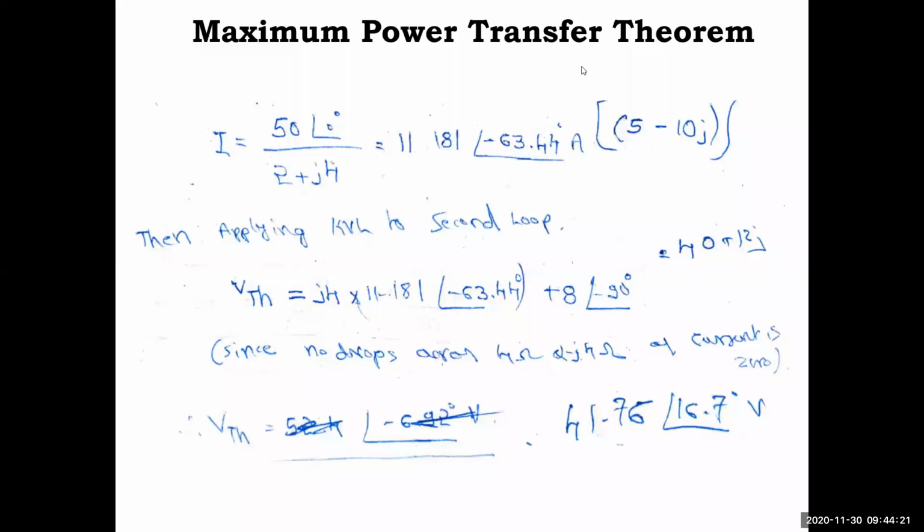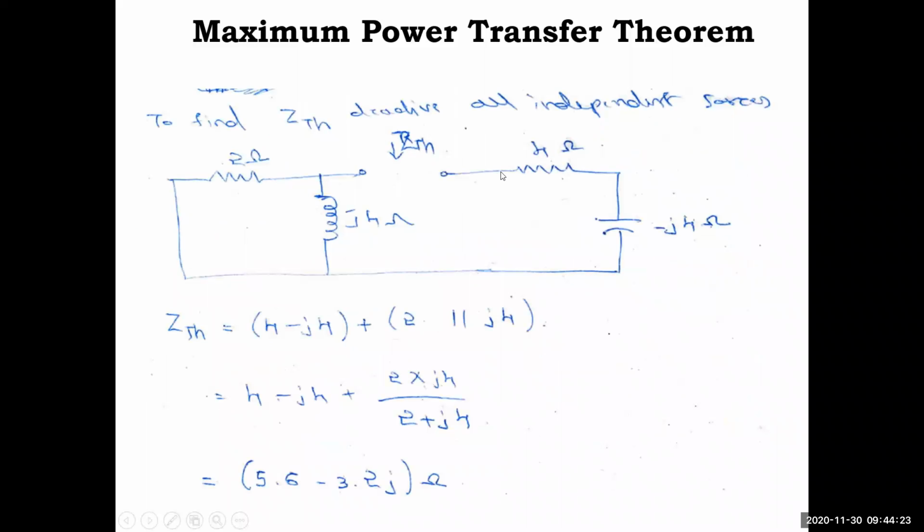Okay, so we'll find similarly RTH now. To find ZTH, what we will do is deactivate all the independent sources. You had two voltage sources, right? Here one voltage source and here one. So both are short circuited here. It is short circuited, here also short circuited.